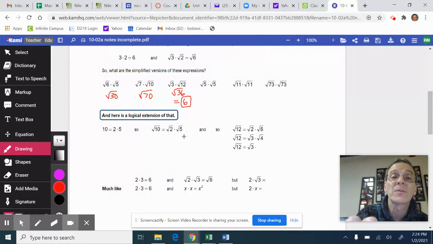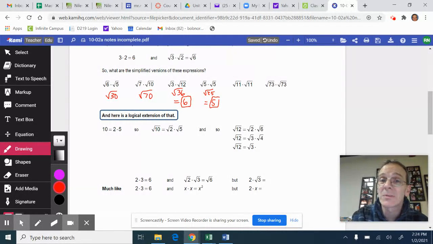Square root of 5 times square root of 5, you can multiply those together and you get square root of 25. But don't stop there, because what is the square root of 25? It's a nice whole number, right? So you want to give me 5.